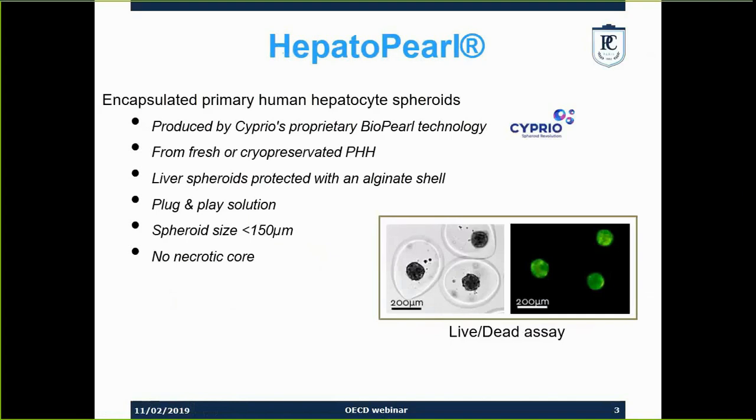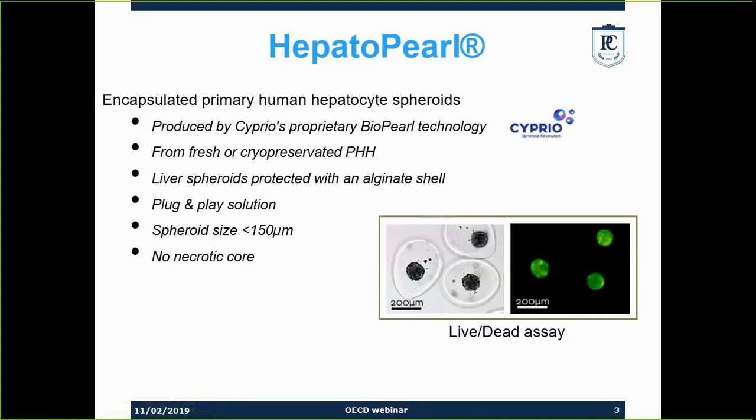Hepatopearls consist of primary human hepatocytes encapsulated in an alginate shell. These primary human hepatocytes could either be freshly isolated from a liver or cryopreserved. Around 200 cells are encapsulated inside each liquid core capsule, and in this microenvironment, they will self-assemble and self-organize into 3D spheroids with a diameter of around 150 micrometers, as you can see on this picture. This process of spheroid forming takes approximately a week.